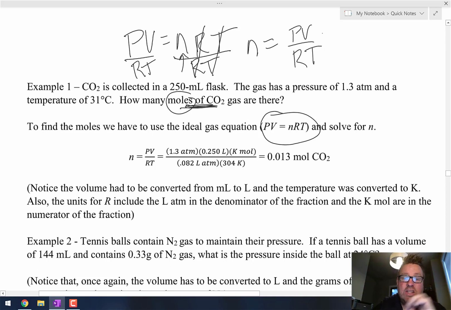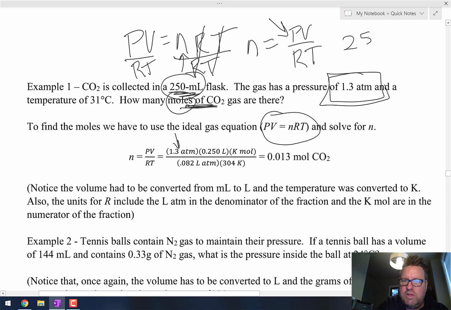Okay? And so now we just literally plug the numbers in, making sure all of our units are correct. So we're going to put the pressure in first. It has to be in atmospheres. It is 1.3 atmospheres. That's our pressure. Okay, the volume, notice they give us the volume. This is very common. They give us the volume in milliliters. Remember that when something is in milliliters, you simply take that decimal point and move it 3 spaces to the left. So that becomes 0.250 liters.